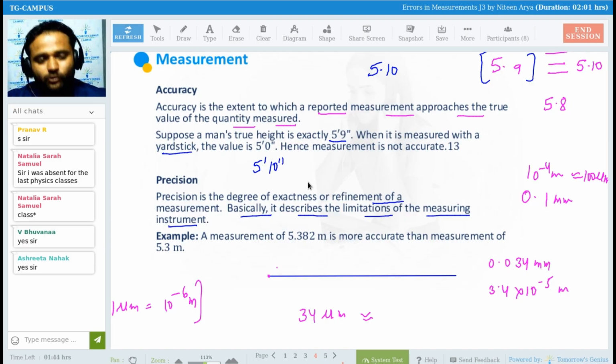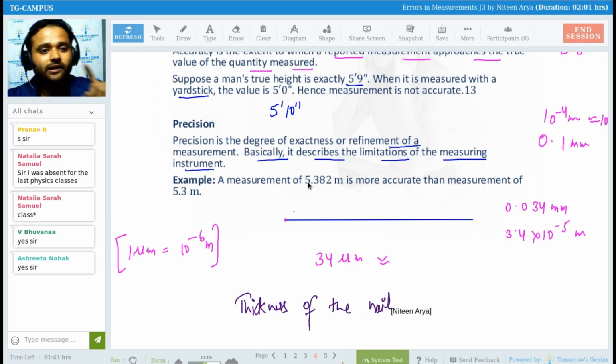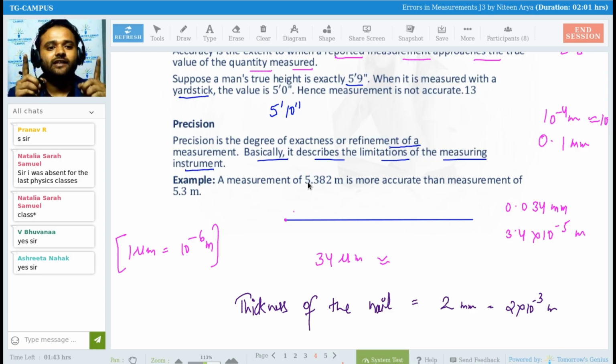Clear? Understood? You can understand it in that sense also, with the thickness of your nail, that is the perfect example. Girls understand this better because they have long nails. The thickness of a nail is suppose 2 mm, which is 2 into 10 to the power minus 3 meter. Now if I try to observe the thickness of my nail with a 15 centimeter long centimeter scale, you are not able to measure that particular length. Why so? Because it is not precise enough to measure that particular degree of measurement.